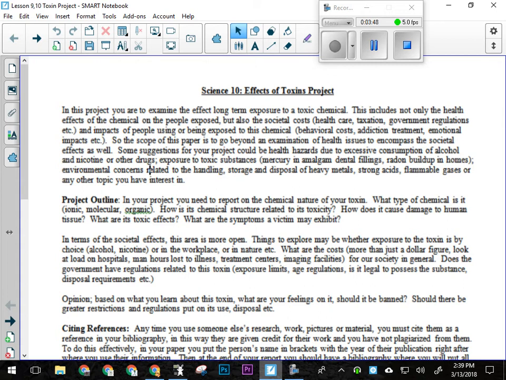All right, other things. Behavioral costs. That could include the incarceration of people who have committed crimes related to their behaviors while using toxic chemicals. Everyone follow me there? That means putting them in jail. Jails cost money. You have to build them. You have to pay all the people to keep the people in them, guards and whatever else. There's lots of administration. They cost money. Treatment centers, things like that.